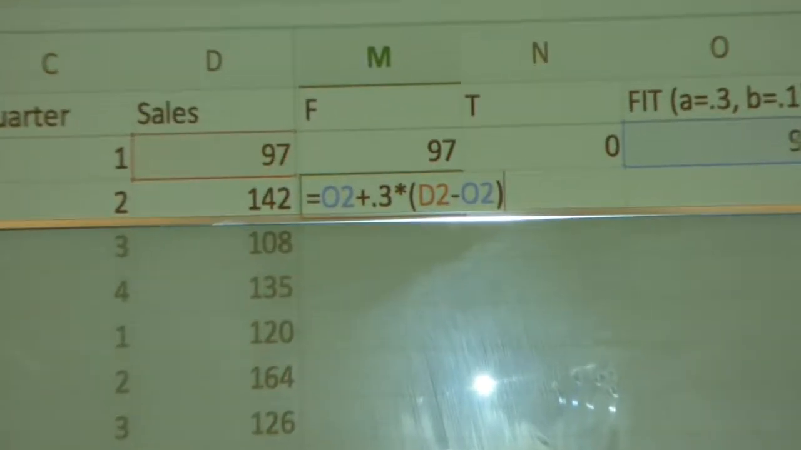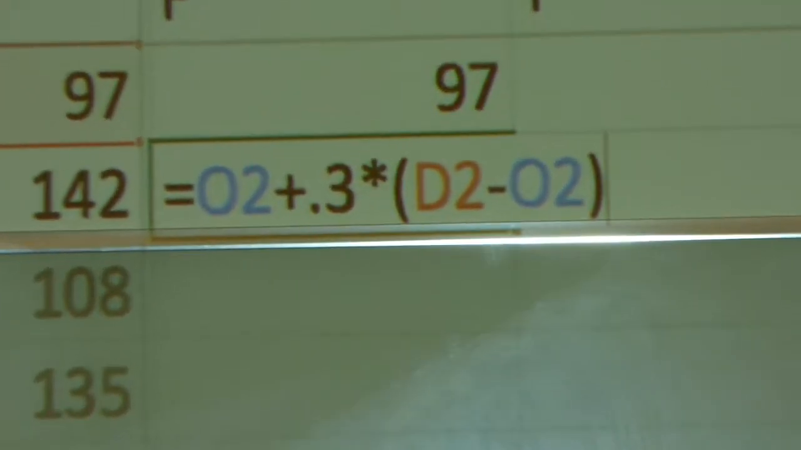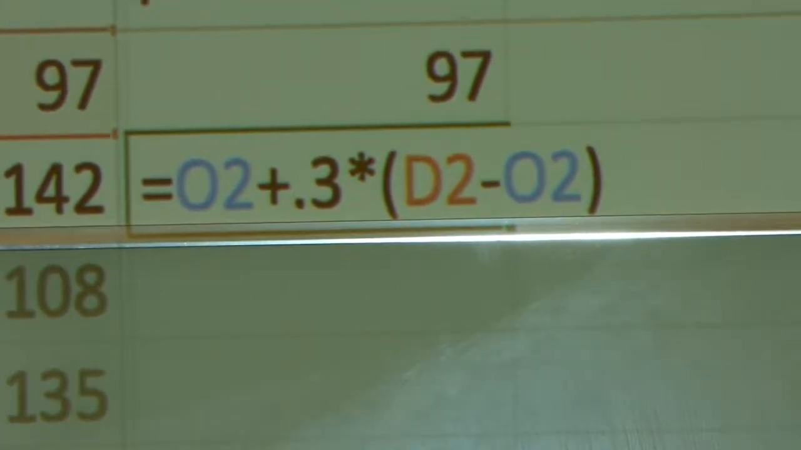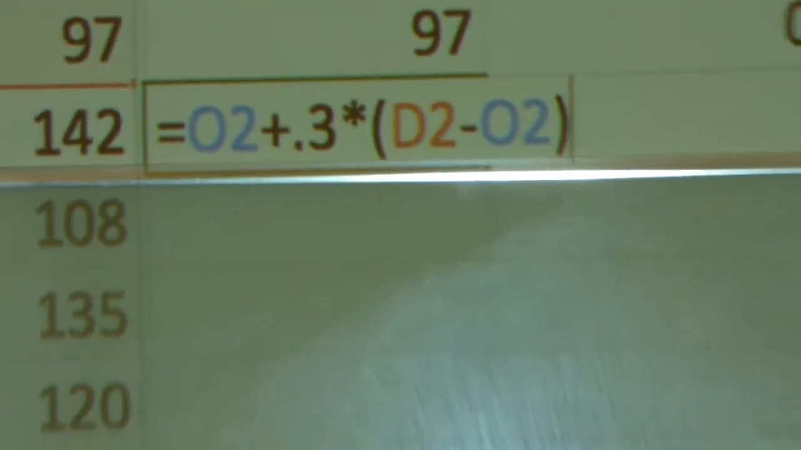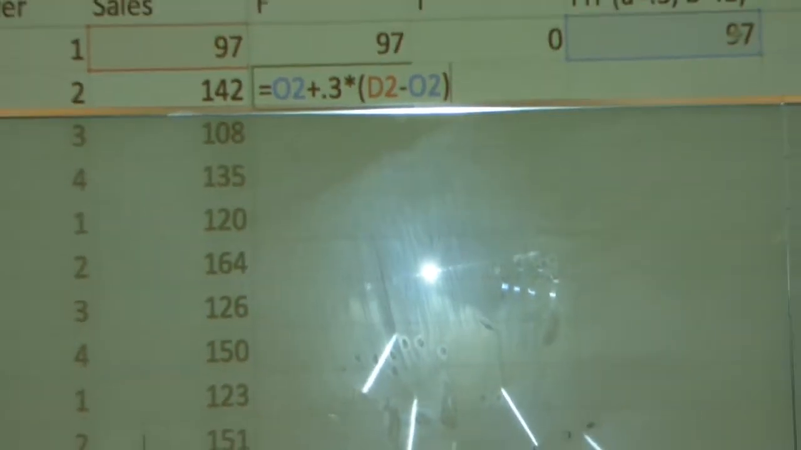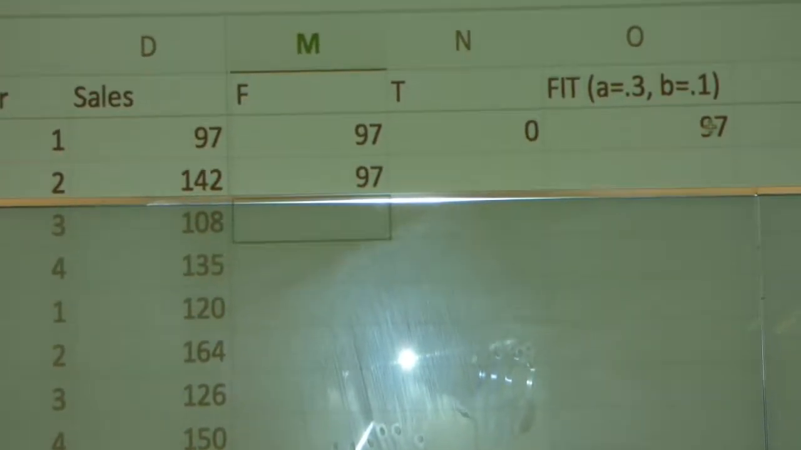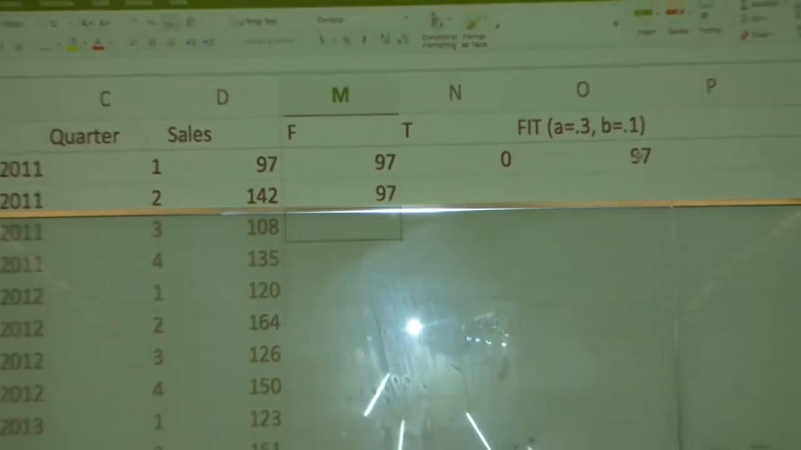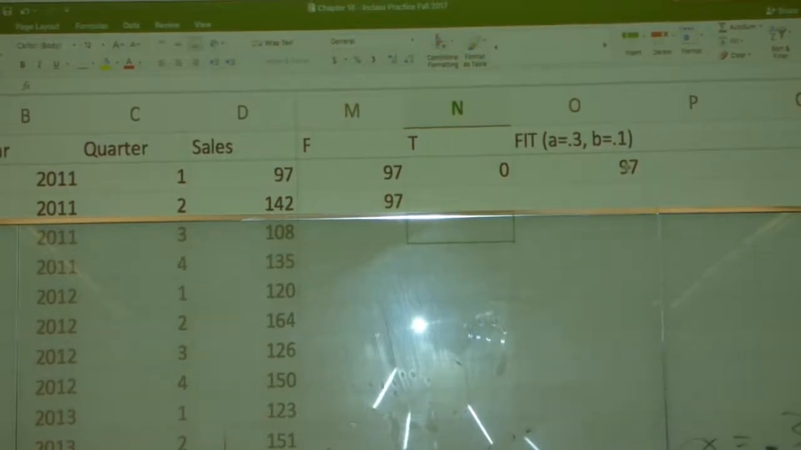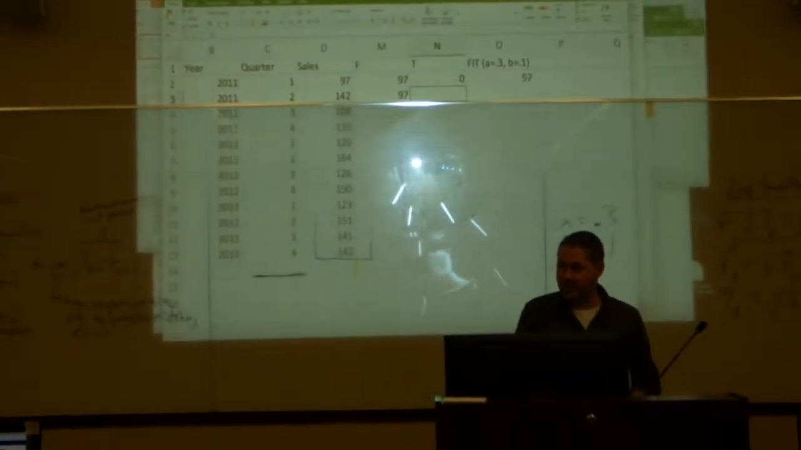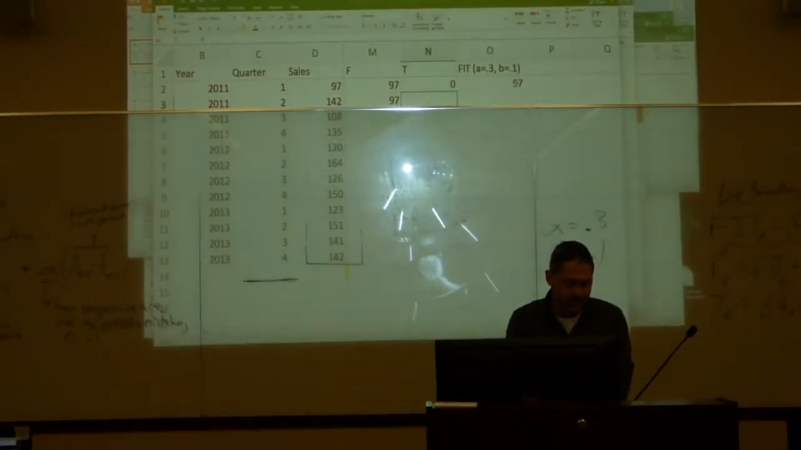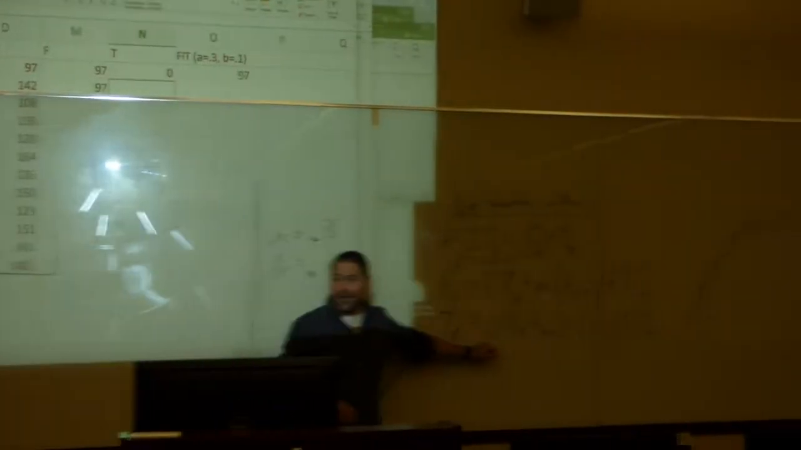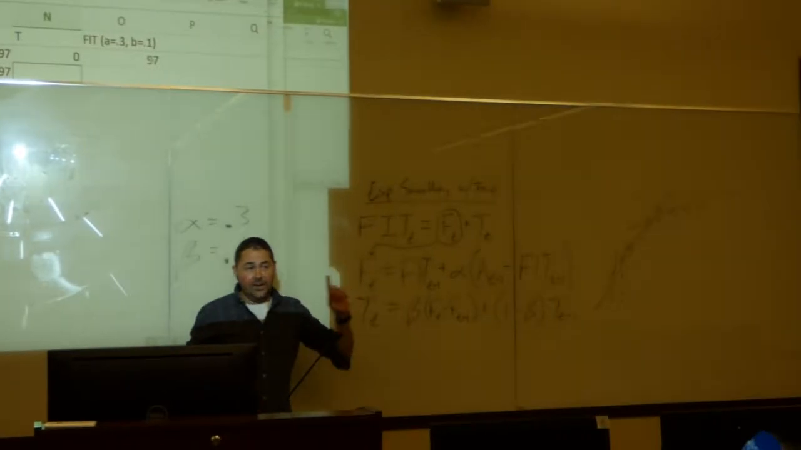Previous fit plus 0.3 times what actually happened, 97, minus the fit, which is also going to be 97, because we have to start off somewhere. All right, I'm going to press enter, should get 97. Just like how we did before, the first one we don't really have much to go on here. Everyone got 97 too? Excellent. So let's do our T. Now we focus on this bottom guy. Now be very careful how we do this.